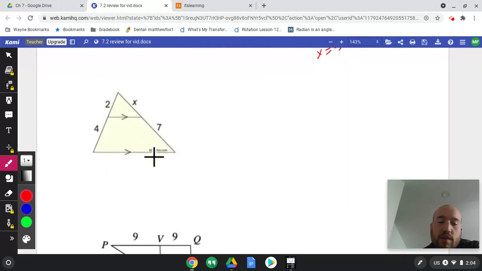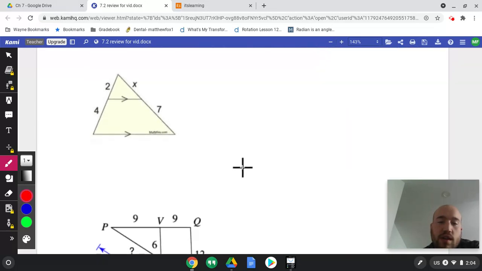Now down here, I believe this was the first one on the homework. This one, there's not as many options.